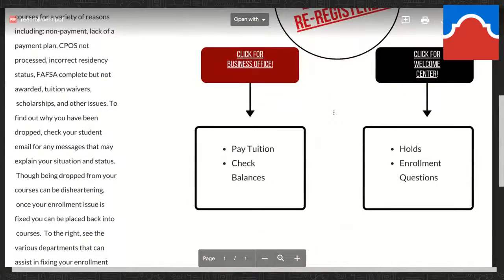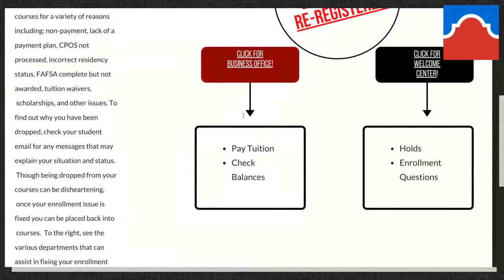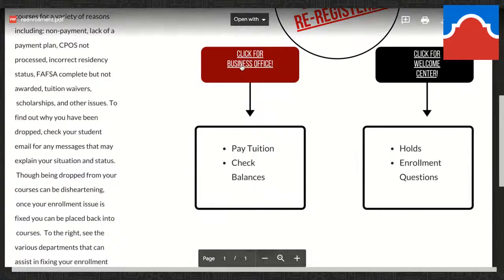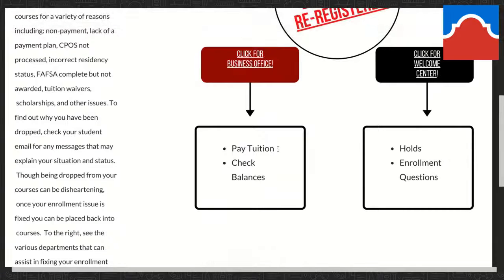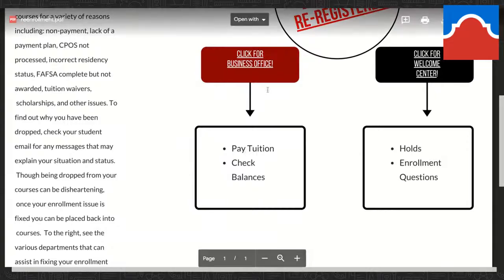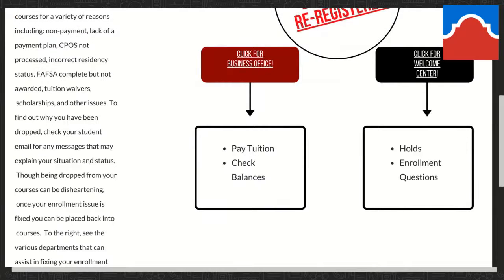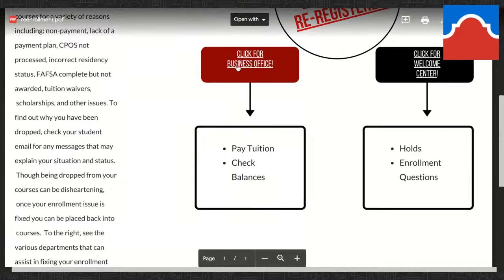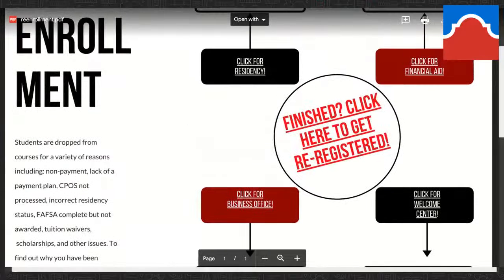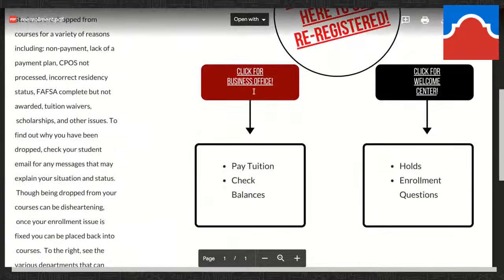Now, as we scroll down here, also dealing with funding, but this is you making payments more than them paying for you, is the business office. So what does the business office do? They can help you pay tuition. You can also check your balances through that. So this is probably a good one to go to first, just to make sure that you don't have any outstanding balances. Because once you know that you do, then, well, where's my financial aid? So that might be one or two steps. But business office, good resource here.